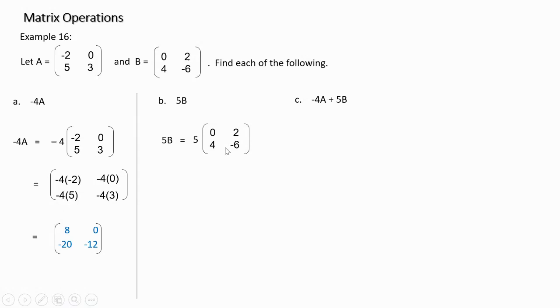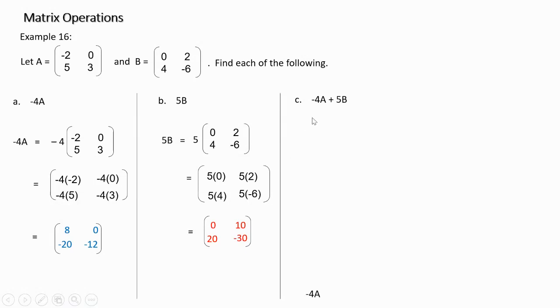Matrix B is 0, 2, 4, negative 6. So I'm going to multiply 5 times 0, 5 times 2, 5 times 4, and 5 times negative 6. So it's going to give us 0, 10, 20, negative 30.